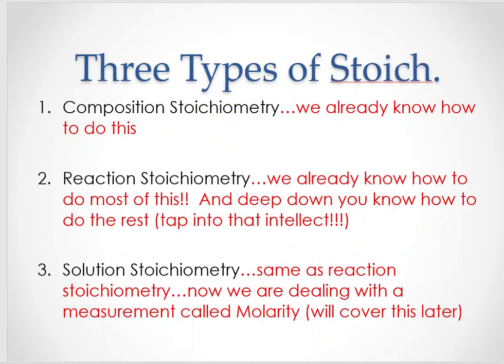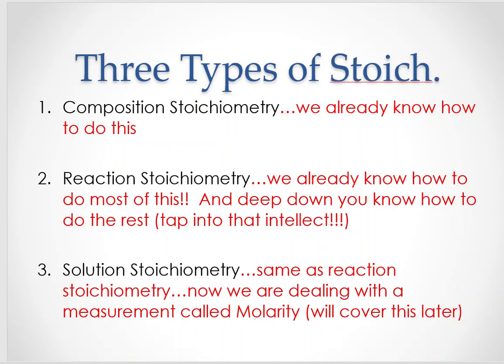So we could break stoichiometry down into 3 different types, but it's really just what recipe you're using and what measurements you're given that differentiate between them. If you just follow your steps for stoichiometry, there are 4 steps, then you're good to go, all right? So composition stoichiometry, we do with a chemical formula, okay? And I'll show you an example of that. Reaction stoichiometry we use with a balanced equation.